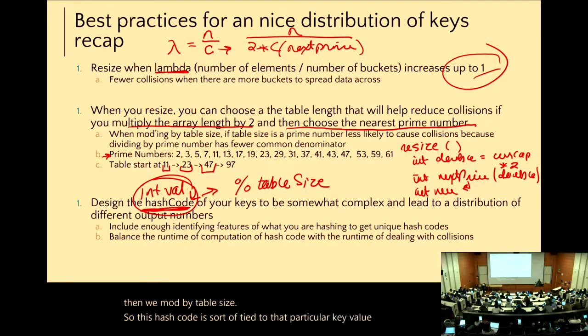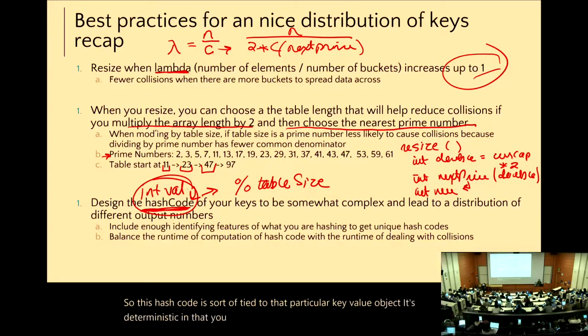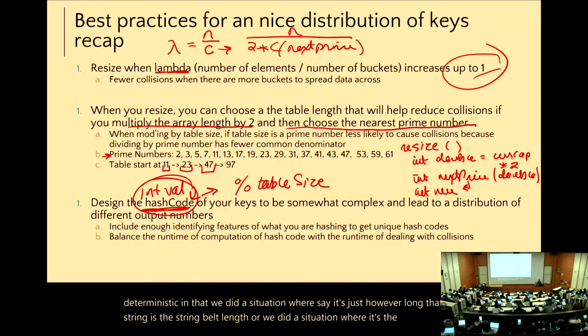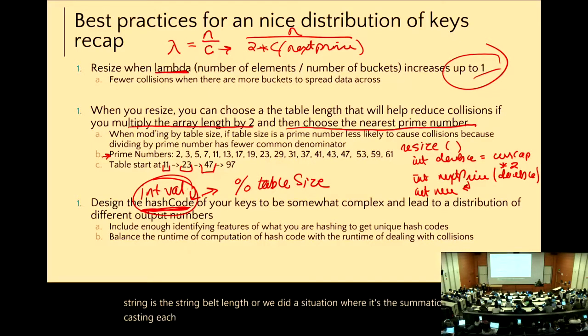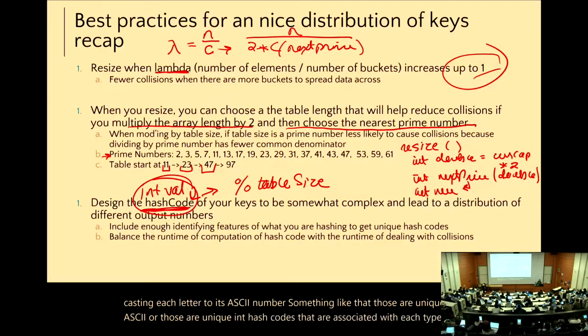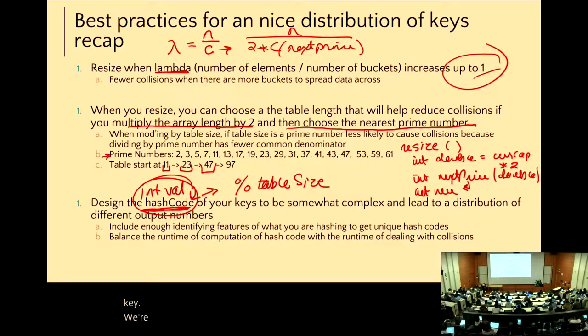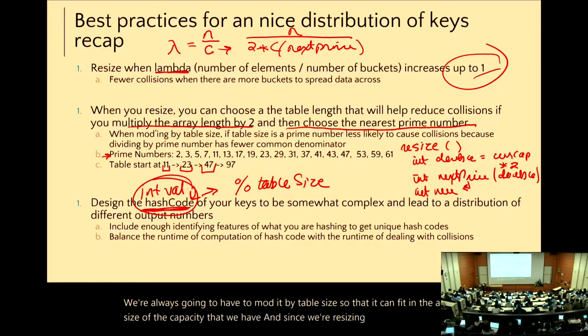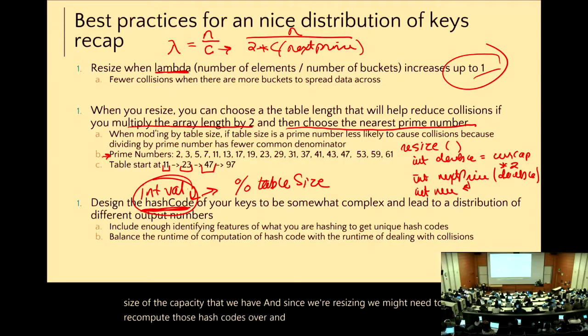This hash code is tied to that particular key object. It's deterministic. We did a situation where it's just the string.length, or where it's the summation of casting each letter to its ASCII number, something like that. Those are unique int hash codes associated with each key, but we're always going to have to mod by table size so that it fits in the capacity that we have. And since we're resizing, we might need to recompute those over and over. We're just going to generate a different bucket based on the underlying size of the hash table.